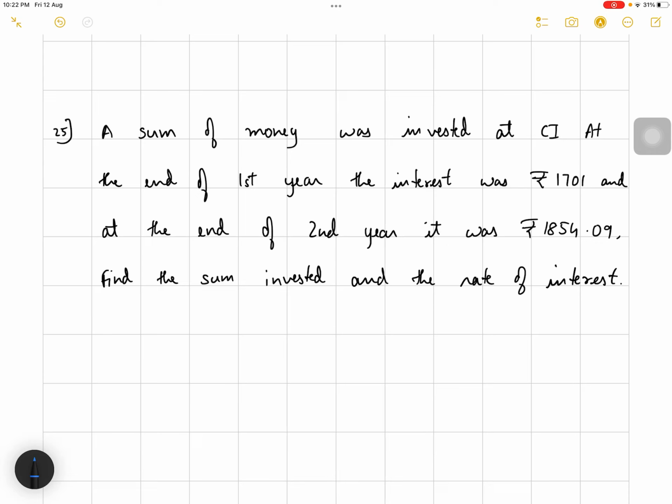Okay, so here let us write what all is given. When n is equal to 1, compound interest is equal to 1701. When n is equal to 2, compound interest is equal to 1854.09. So this is what is given. You don't know P, so let P be X.